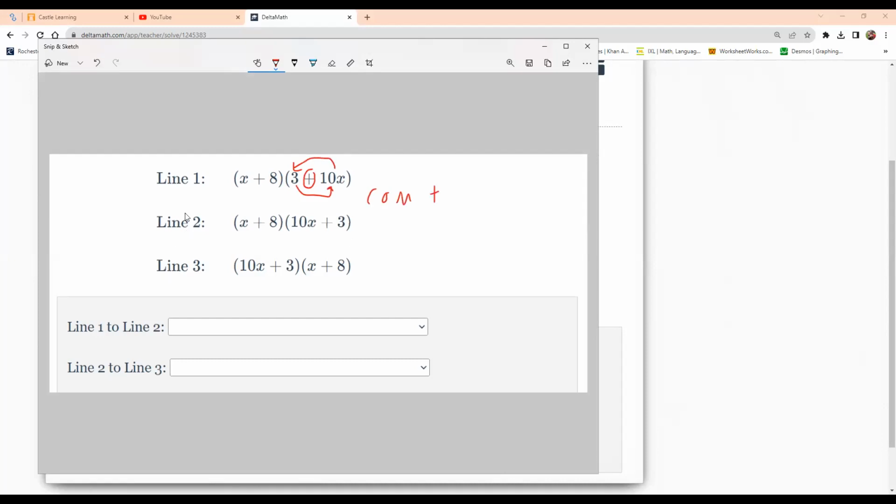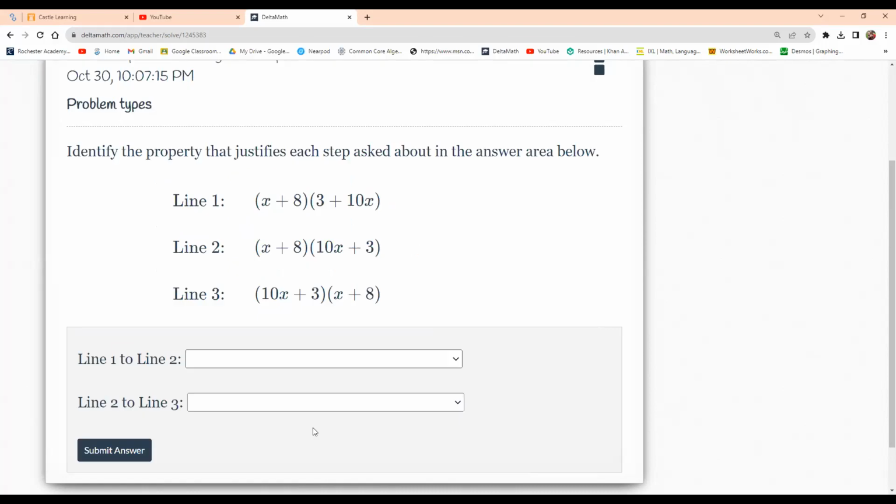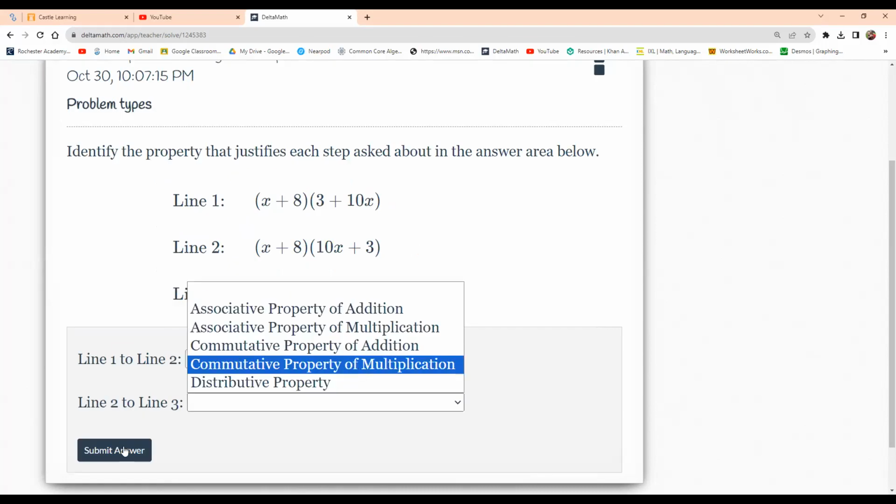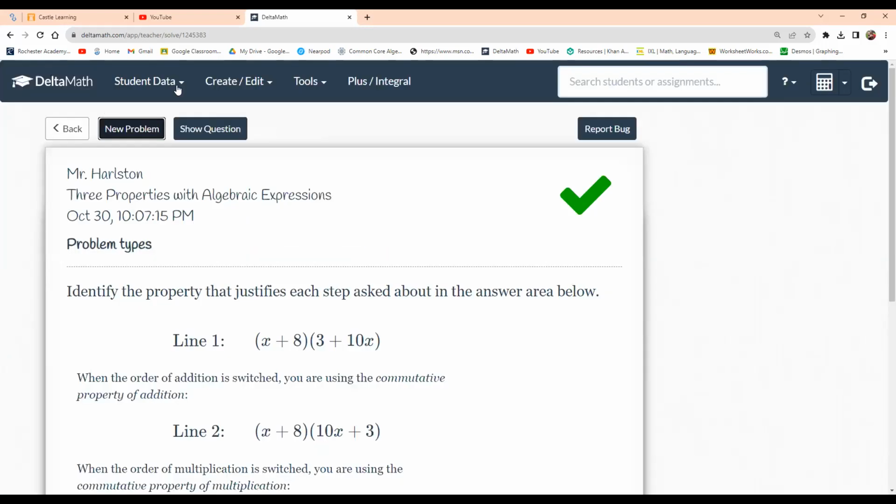Now, what happened between line 2 and line 3? Well, the x plus 8 took the place of the 10x plus 3, and the 10x plus 3 took the place of the x plus 8. So they are commuting, but we're commuting around multiplication, because these 2 parentheses indicate multiplication. So we've got 2 commutative properties. The first one is addition, and the second one is multiplication. So if I go here, I can do commutative property of addition, and then commutative property of multiplication. Submit it. Done.